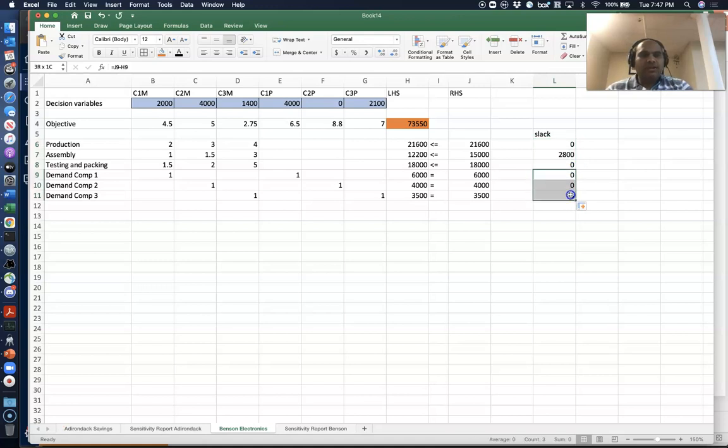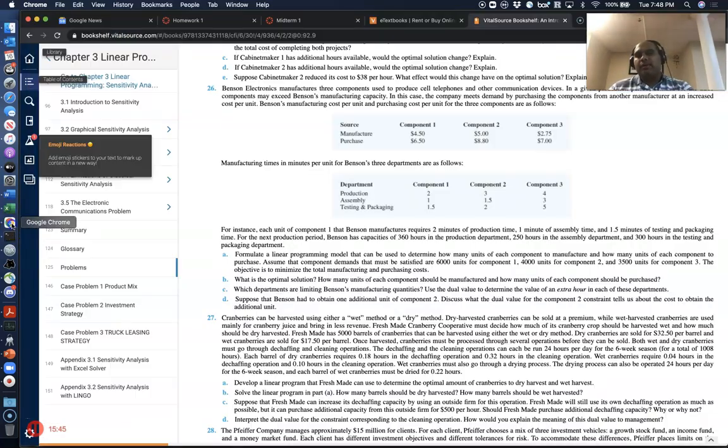Now these constraints will have slack of 0 obviously because they're equal to constraints, they'll always be equal. But in this case the slack is 2800, which means that you have 2800 minutes of assembly time available. So you either have too many people working or you have extra time available that you can use to assemble something else. So you're working on a different project, or maybe you can reassign them to something else. So that's what's available right there. That's what slack is, right?